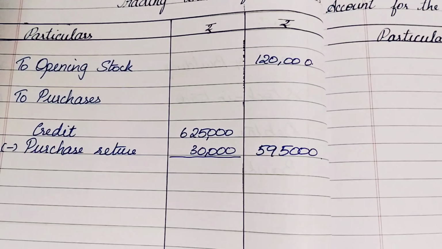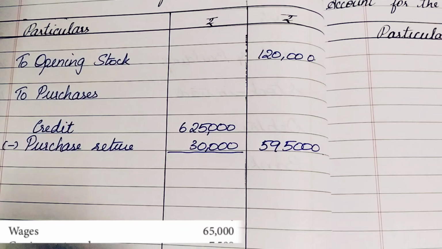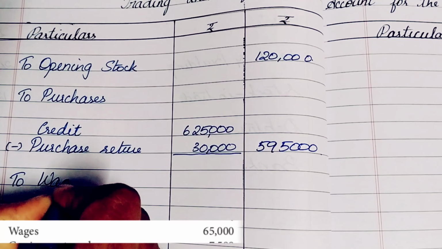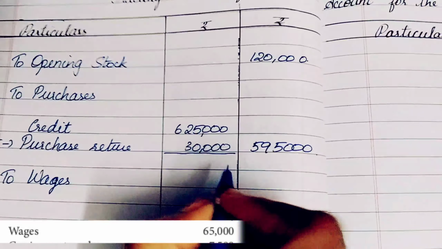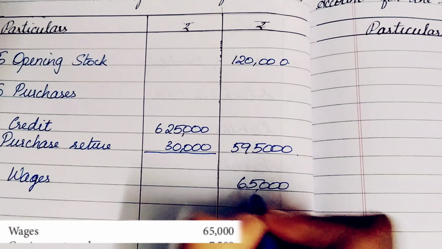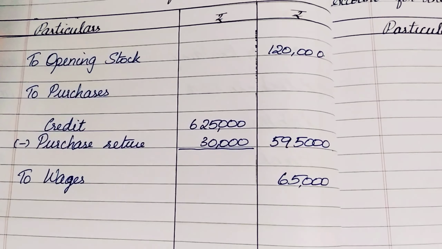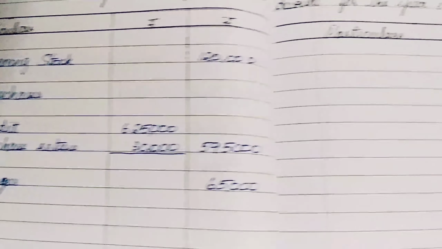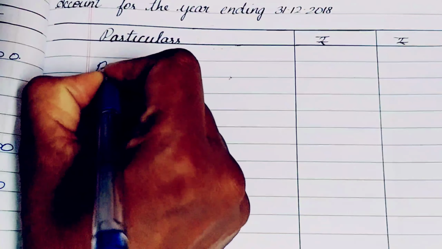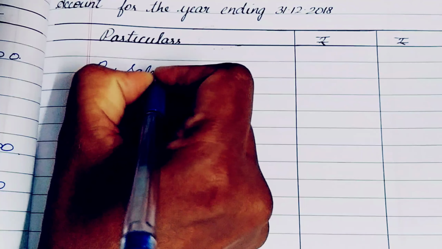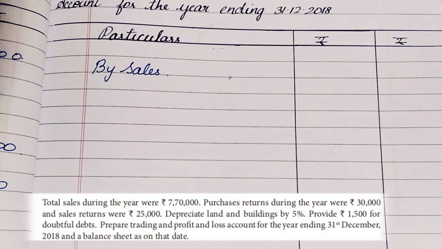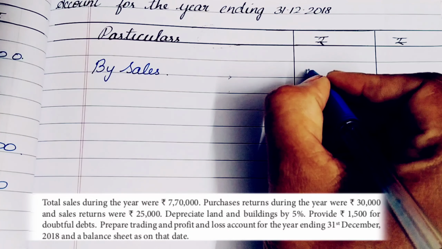Apart from this, in the other information, I have wages on the debit side of the trading account. So to wages. Wages is 65,000 in the outer column. So these are the items which are being recorded on the debit side of the trading account. Now moving on to the credit side of the trading account. The first item is going to be the sales. So by sales. Total sales during the year is given as 7,70,000. So that's going to be our total sales.